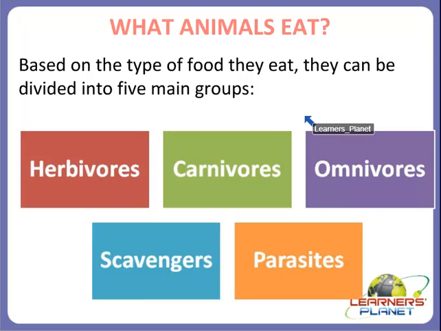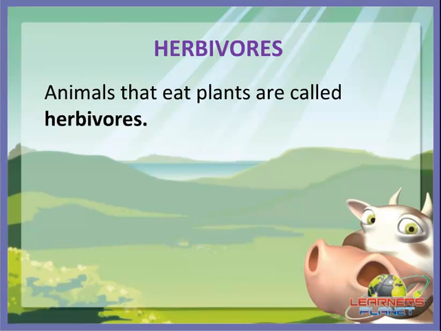Yes, herbivores, then carnivores, omnivores, then scavengers, and parasites. So children, based on the type of food they eat, they are divided into 5 main groups. So let's study about all the groups in detail. So first we will start with the herbivores.